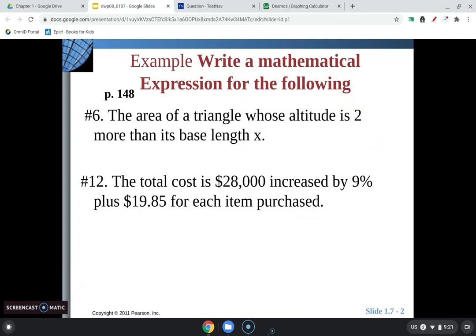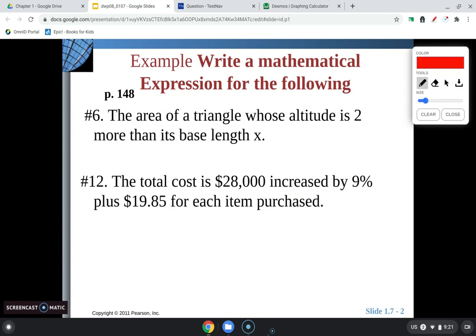Here we go. Number 6, the area of a triangle whose altitude is 2 more than its base length, x. So what we're going to want to do there is write the formula for area of a triangle. So half times base, which would be x, times height. Well, height is altitude, same thing. 2 more than its base. So x plus 2. You can leave it like that.